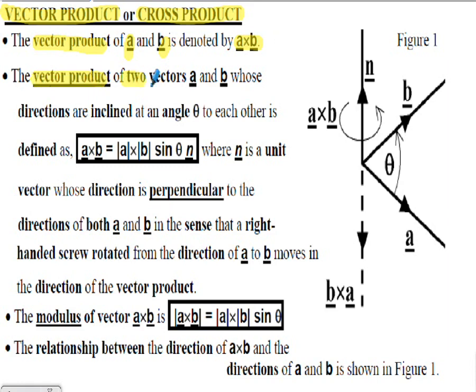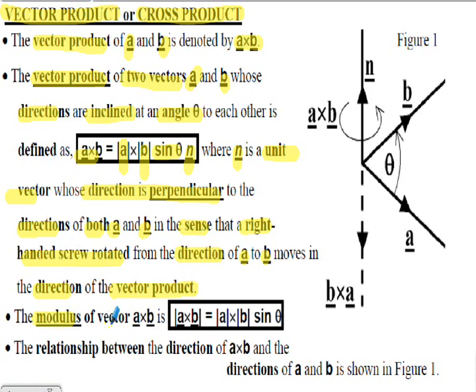The vector product of two vectors A and B whose directions are inclined at angle theta to each other is stated as A cross B is equal to the magnitude of A multiplied by the magnitude of B multiplied by the sine of angle theta multiplied by little n, where n is equal to the unit vector whose direction is perpendicular to the directions of both vectors A and B, in the sense that a right-handed screw rotated from direction A to direction B moves in the direction of the vector product.